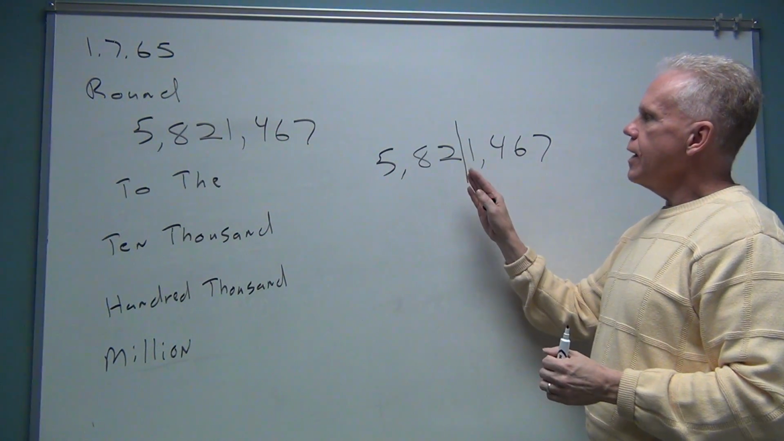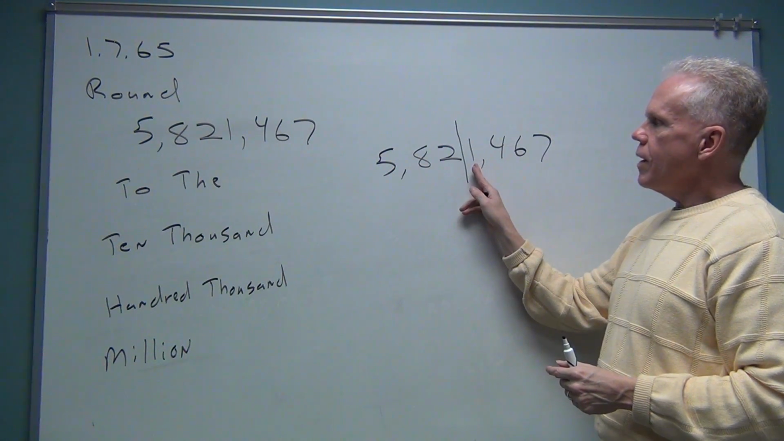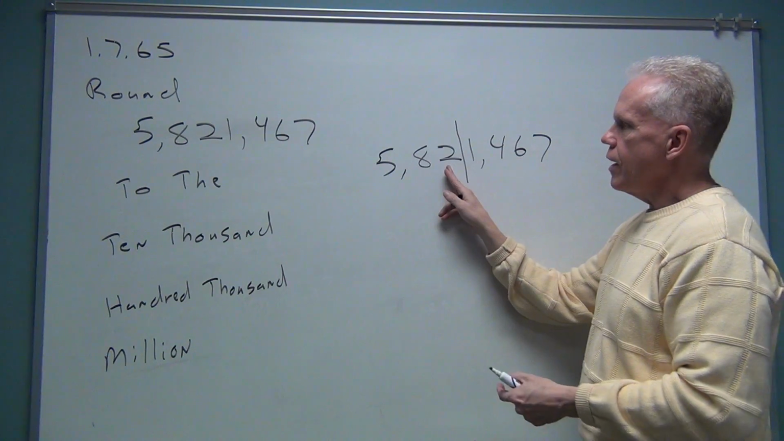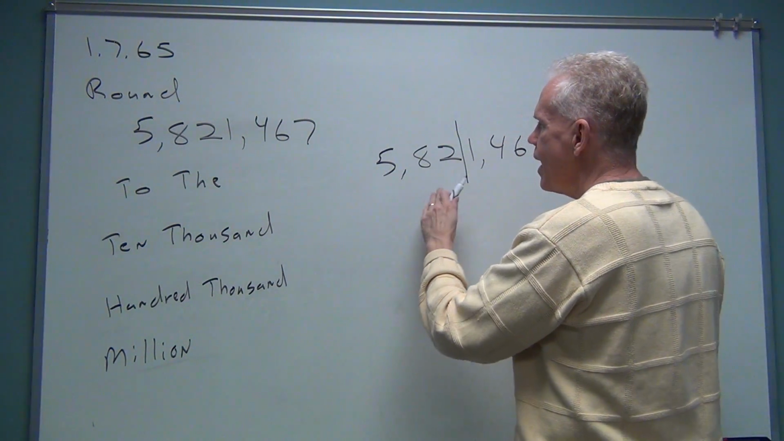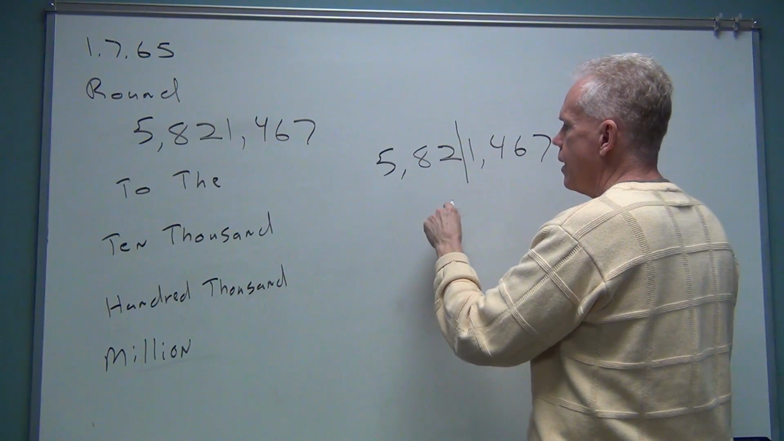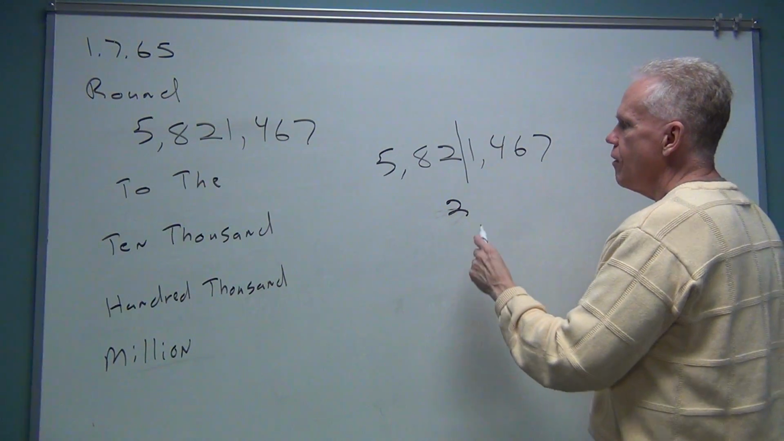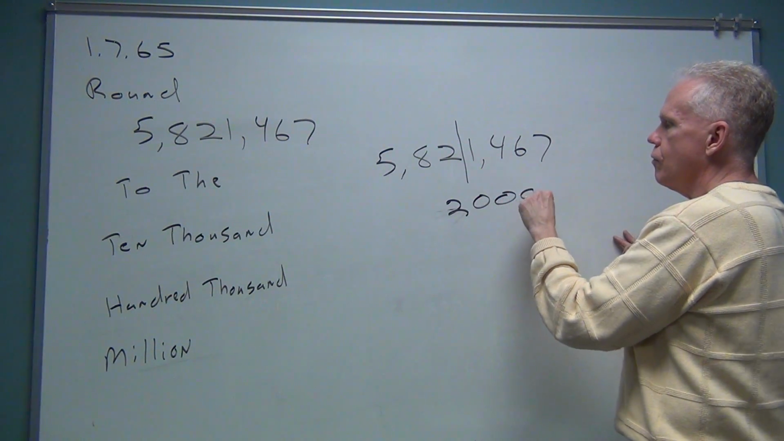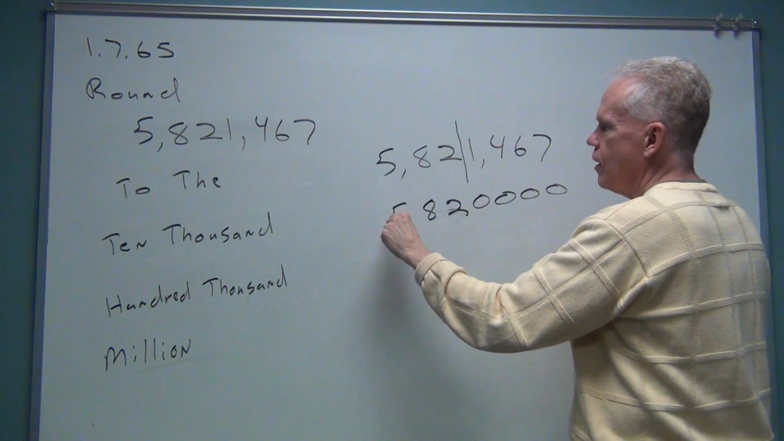Now this 2 is what I'm rounding. Since the digit behind the 2 is only a 1, it's less than 5, the 2 will stay a 2. So for the 10,000s, we will leave that digit right there a 2. Now everything behind it will go to 0. We've got 4 digits, so 1, 2, 3, 4 zeros. Everything to the left right here stays the same.